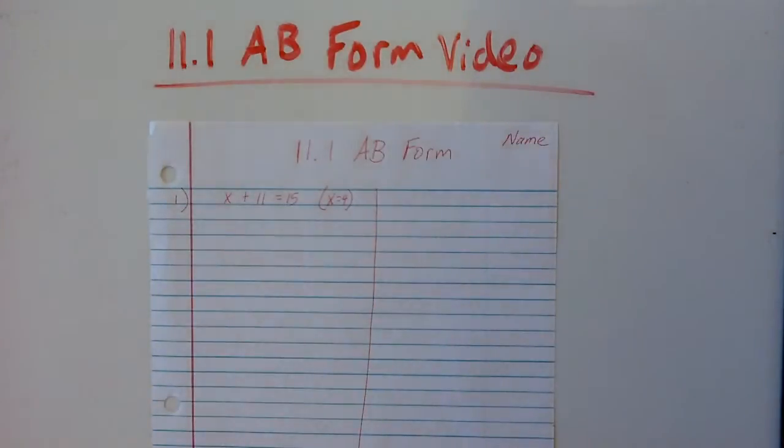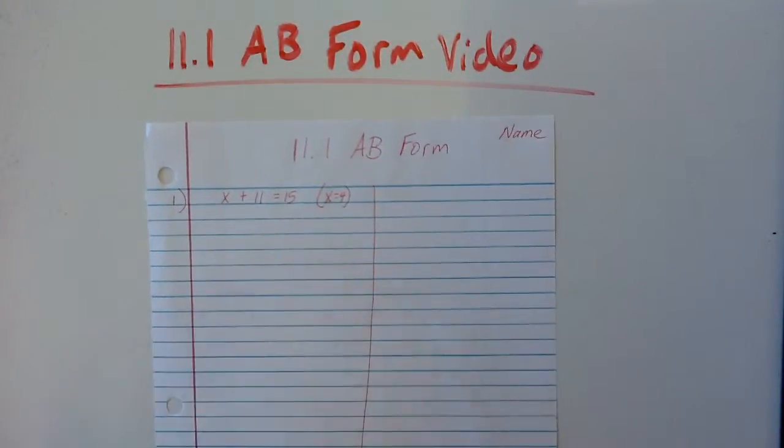Next thing, you need to have lined paper, just like this, paper with lines on it. And at the top of that page, you need to label 11.1 AB form, and of course put your first and your last name in the top right hand corner.